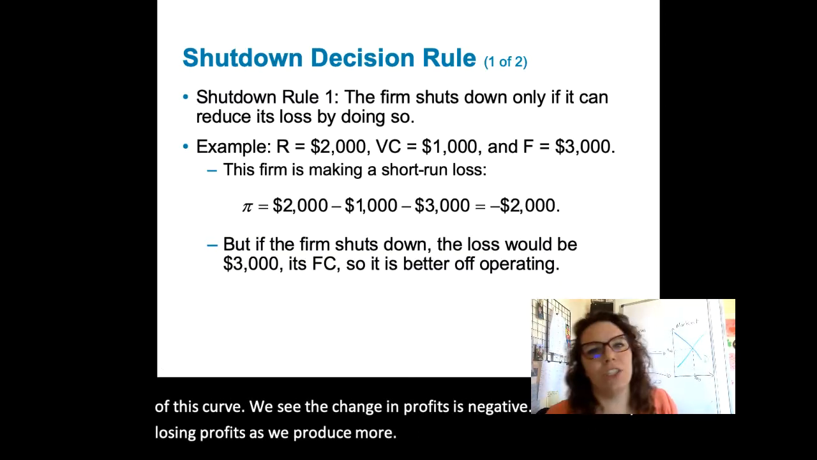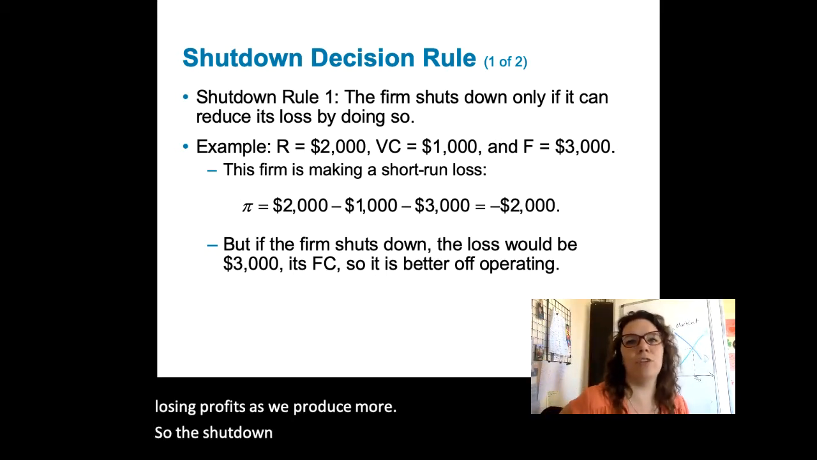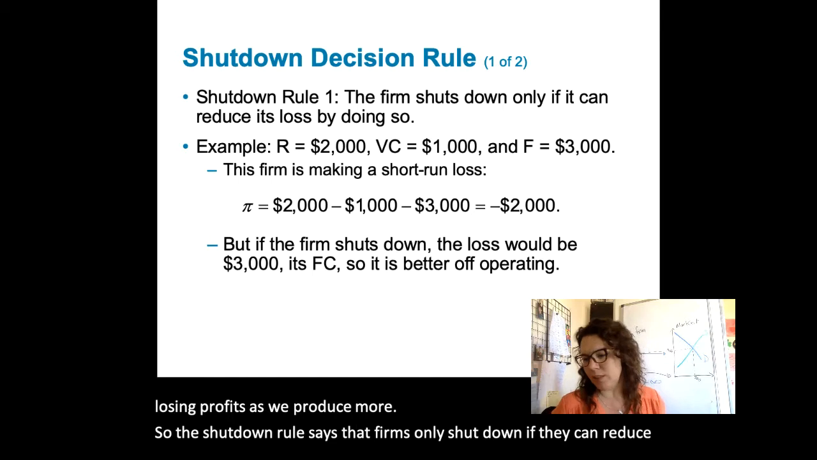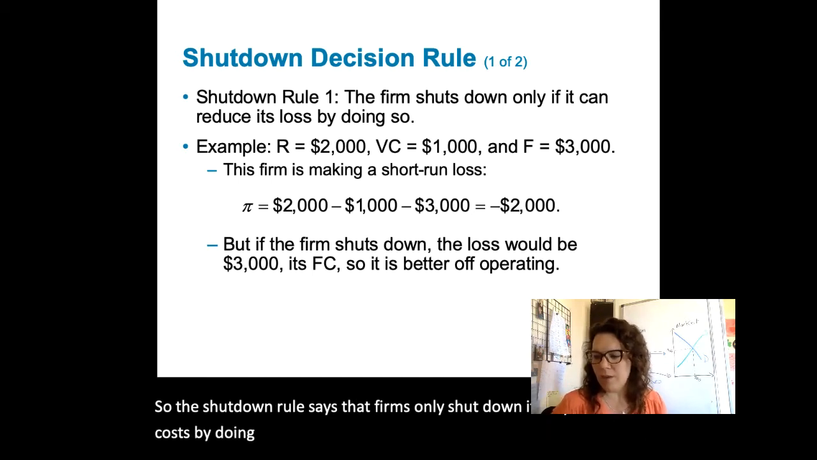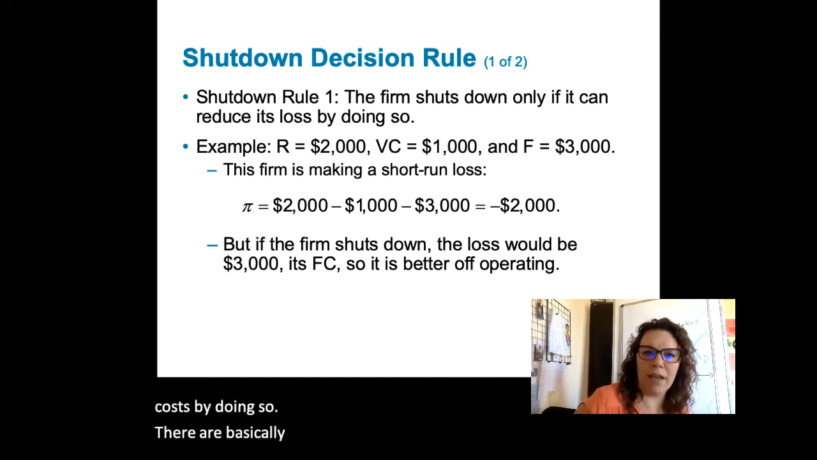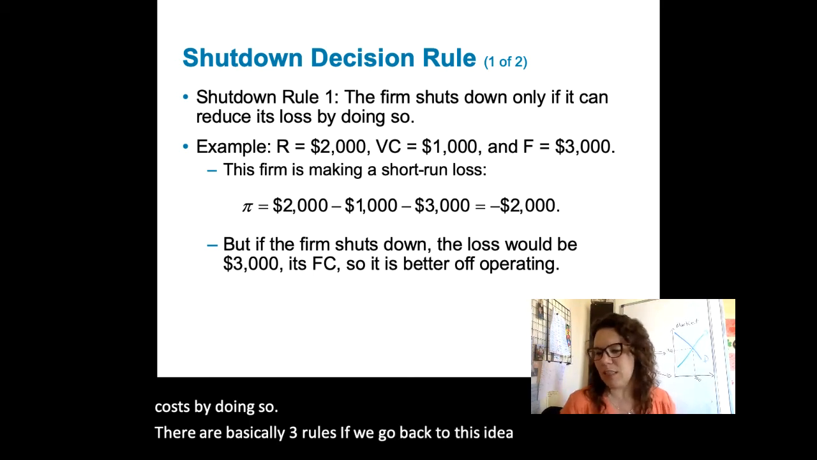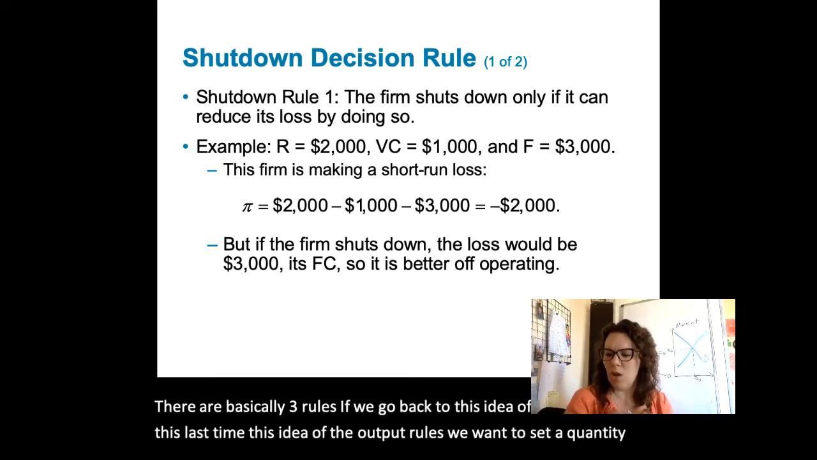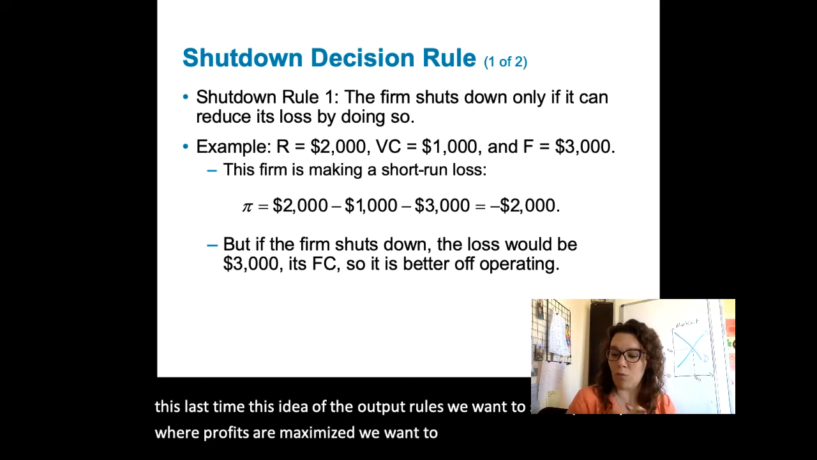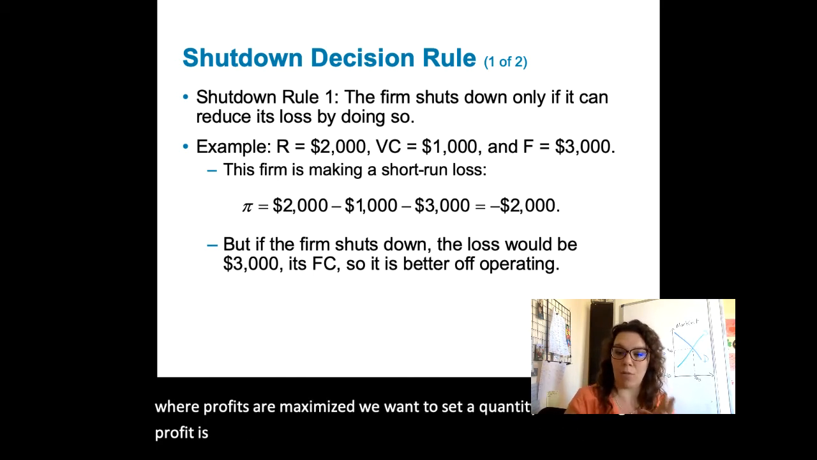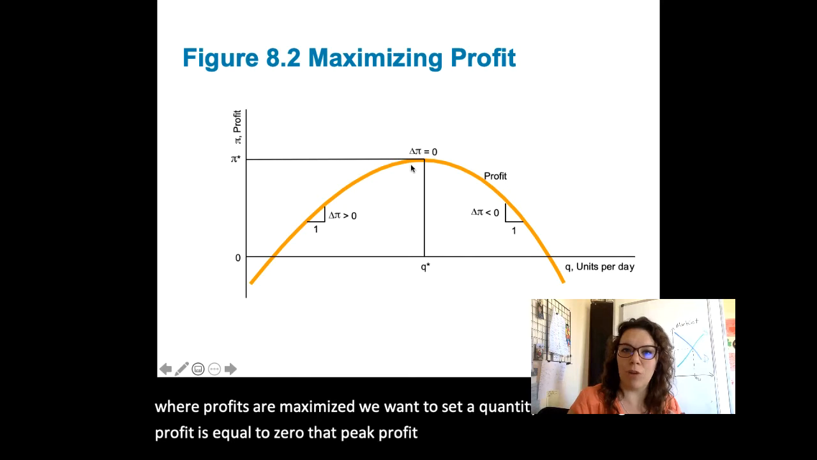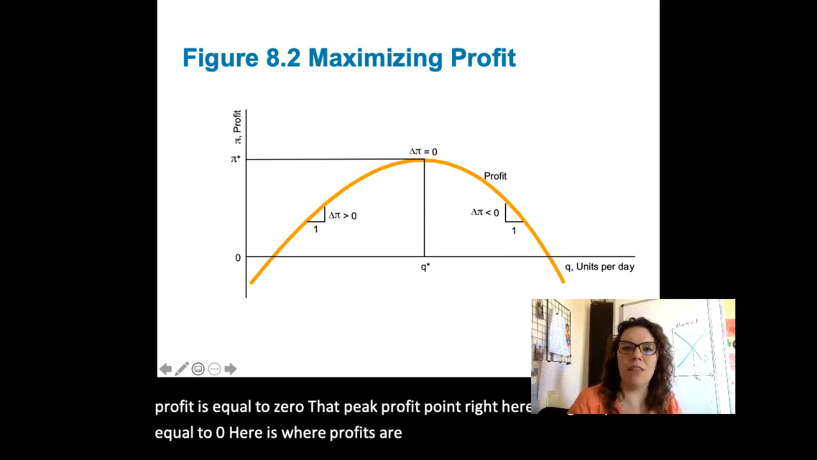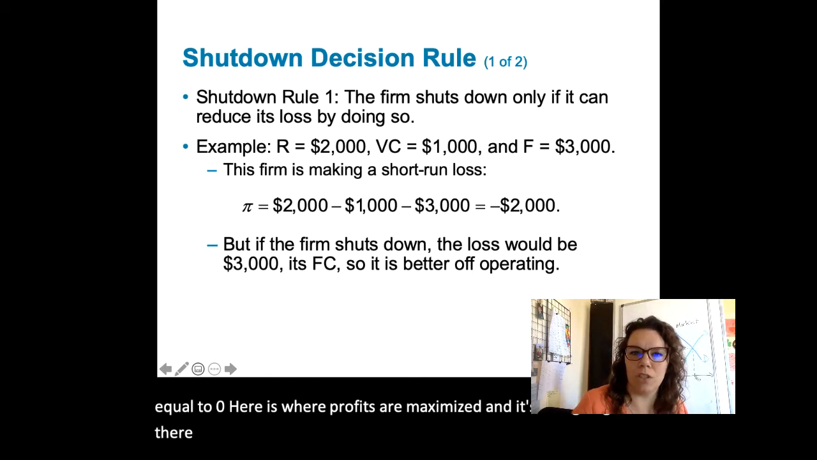So the shutdown rule says that firms only shut down if they can reduce costs by doing so. There are basically three rules. If we go back to this idea, we talked about this last time, the output rules. We want to set a quantity where profits are maximized. We want to set a quantity where marginal profit is equal to zero, that peak profit point, right? Here, marginal profit is equal to zero. Here is where profits are maximized. And it's also going to be there that marginal revenue is equal to marginal cost.